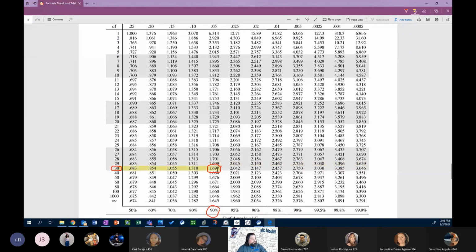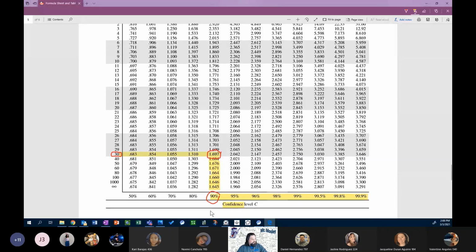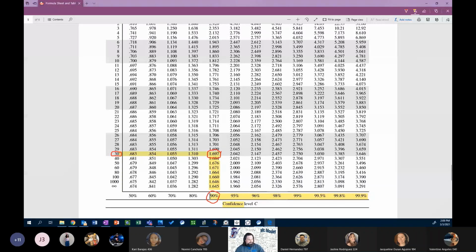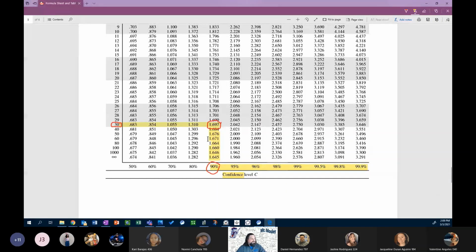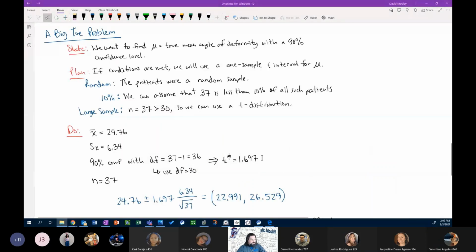Right, this we get by following this bad boy up here. Well, that highlighted more than I want, but that's okay. So anyway, we get 1.697. And that's our t star. Now we can do our calculation.